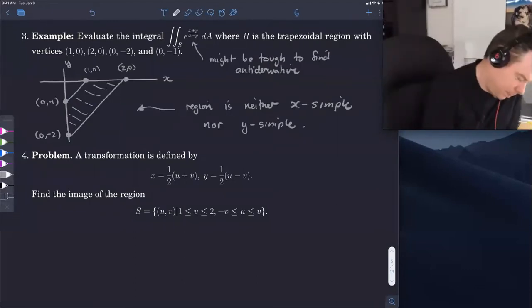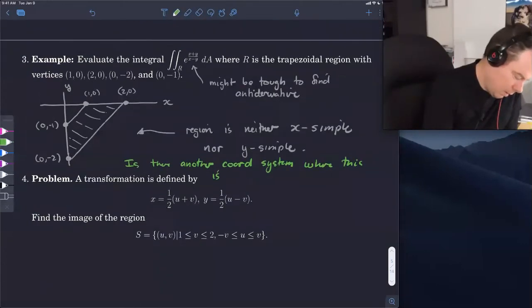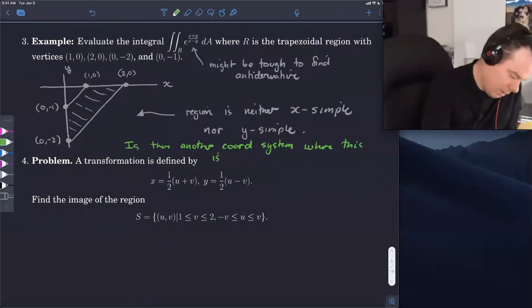So maybe I'll put this as the big question: is there another coordinate system where this is simpler? I don't want to say x simple because in our new coordinate system, x won't be one of the variables. So where this is simpler.